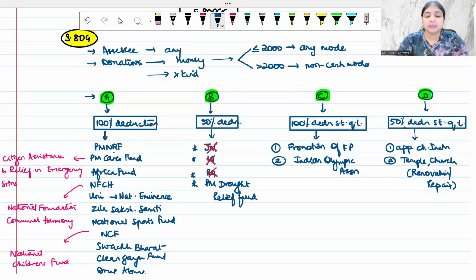Okay. Then we learned that under this 80G, we have totally 4 categories of donations. Category A, where you get 100% reduction. Category B, where you'll get 50% reduction. Category C, where you'll get 100% deduction but subject to qualifying limit. And category D, which is 50% reduction, again subject to qualifying limit.